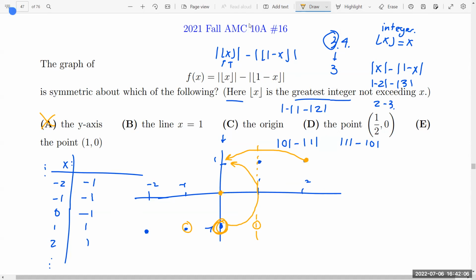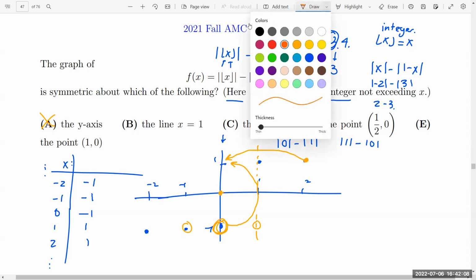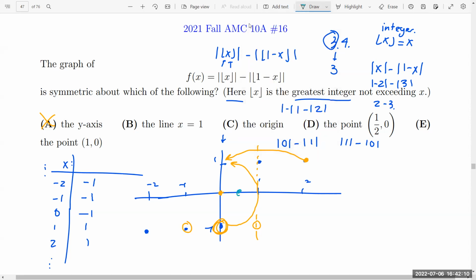The point 1/2, 0, that would be this point. And if you imagine rotating this 180 degrees about this point, you would still get the same graph. These match up, and so on. So that would work. And finally, the point 1, 0 also doesn't work because the symmetry doesn't work. So the only one that works is D.